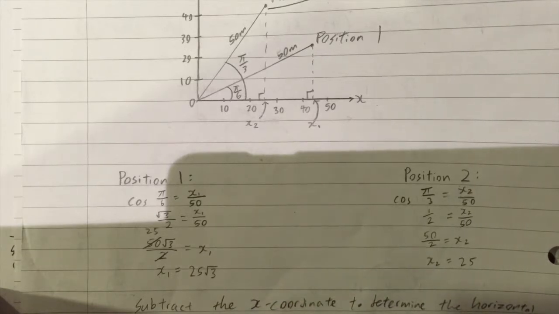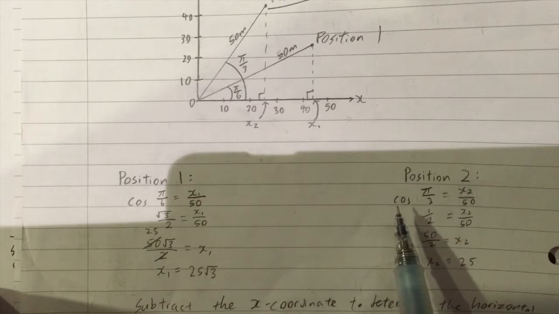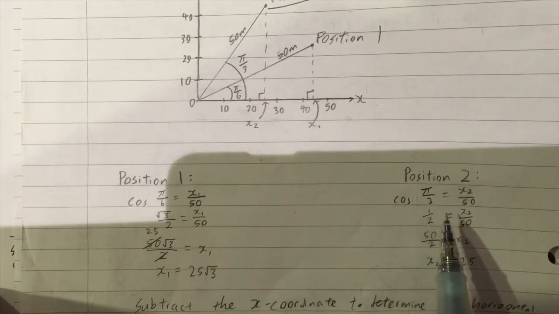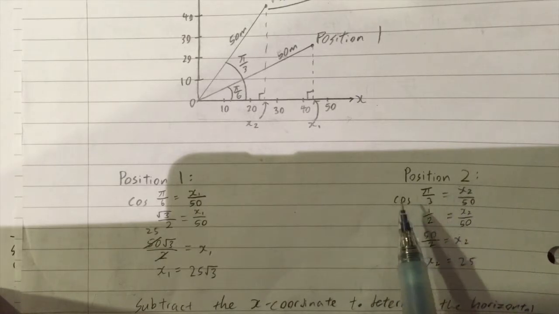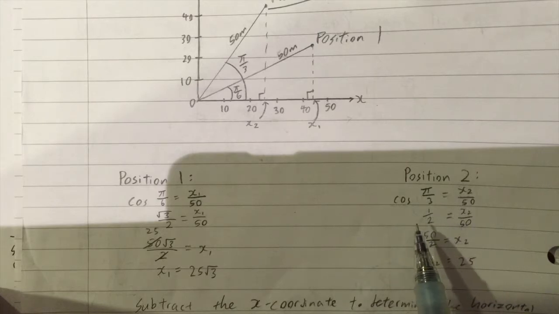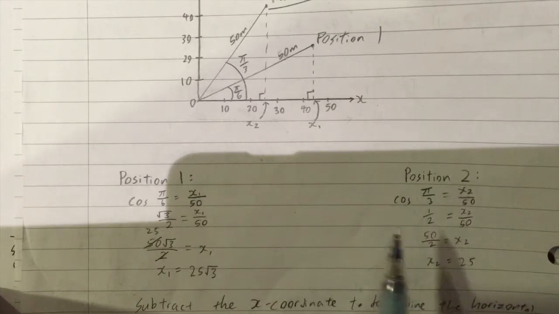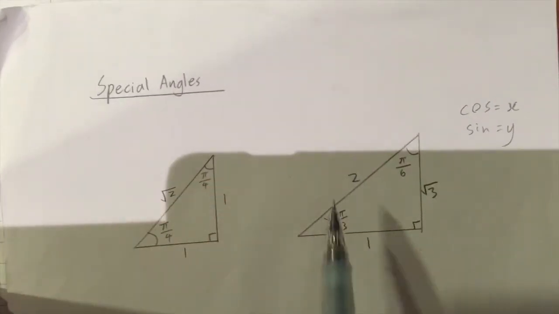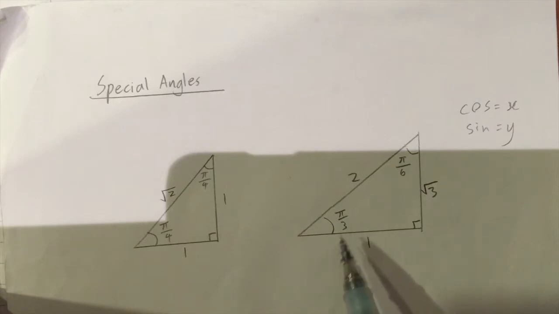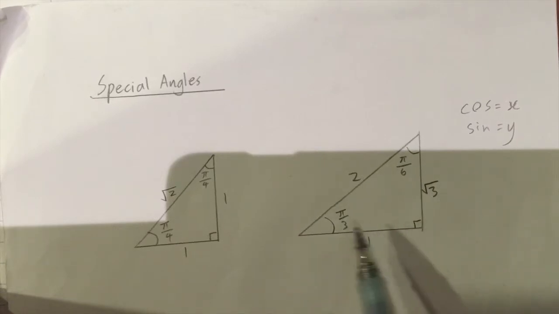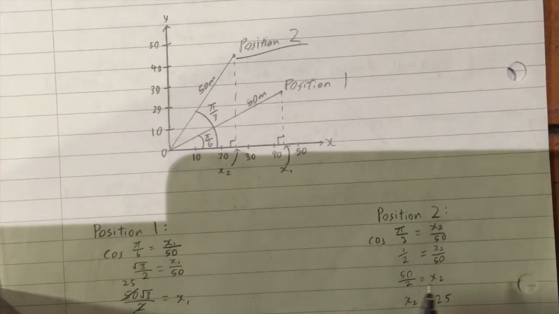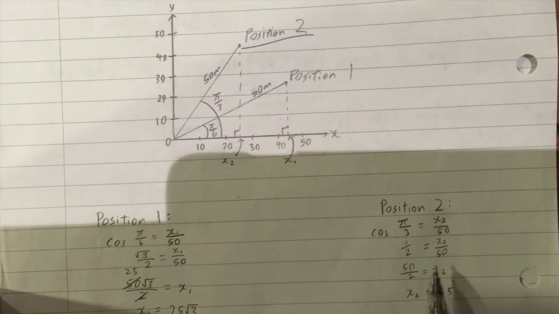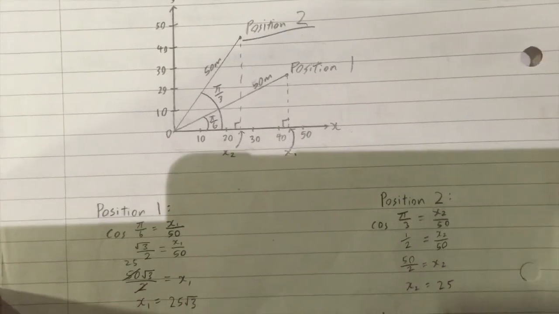25 root 3. In position 2, cosine pi over 3 equals x2 over 50. Cosine pi over 3 equals 1 over 2 using special angles, as we can see over here. Pi over 3, cosine, adjacent, which is 1, over hypotenuse, which is 2. By finding x2, we throw the 50 over, we get 50 over 2. Therefore, x2 equals 25.